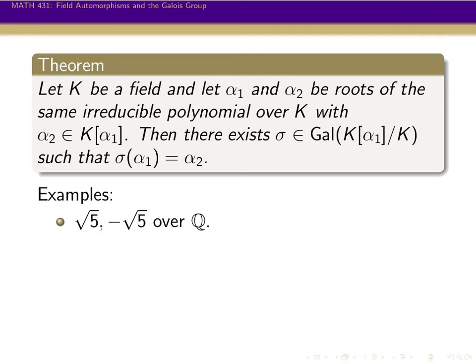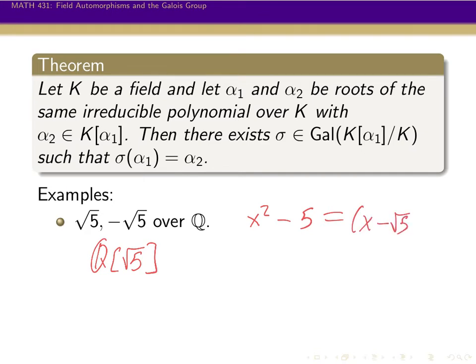So let's start off thinking about some examples of this. So one would be, if we think about square root of 5 and minus square root of 5 over Q. So these are both roots of x squared minus 5. So this is an irreducible polynomial over Q, right? And so that means that if we look at Q adjoin square root of 5, well, it's quadratic.